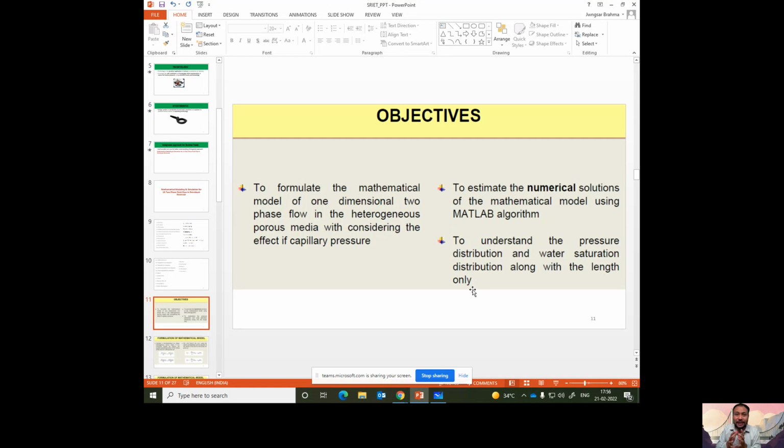Now, I hope you are very clear how a differential equation can play a very important role in understanding the petroleum system, how we can predict how the pressure can be distributed, and how the water saturation can be distributed here. So our purpose was to develop the model, meaning differential equations, and solve with the help of a MATLAB algorithm using the numerical technique. Next, we have to understand the pressure distributions and the water saturation distributions along the length only. So this was our objective.